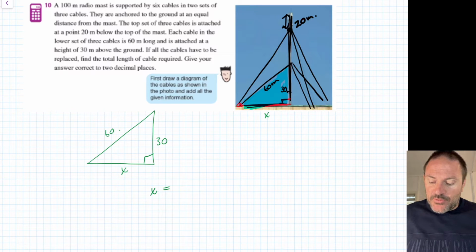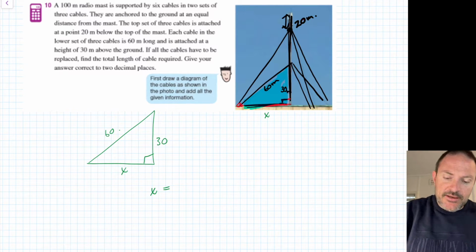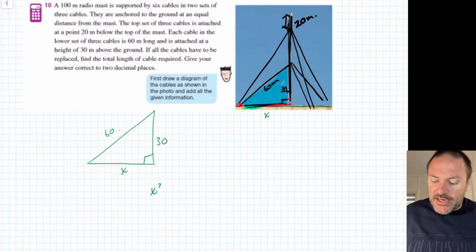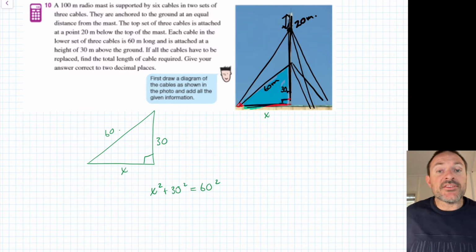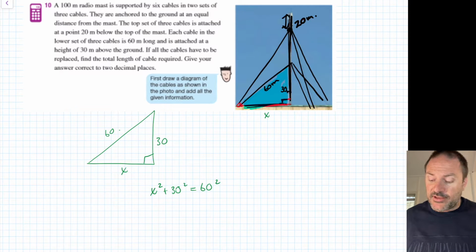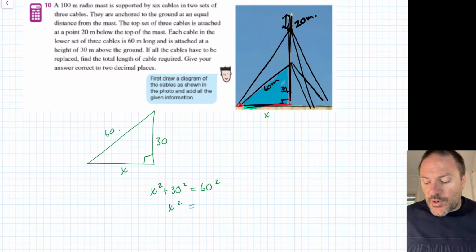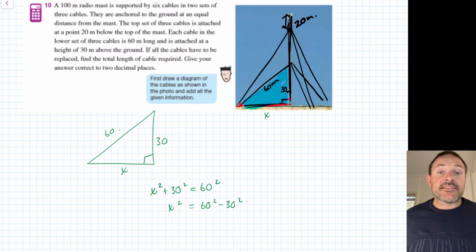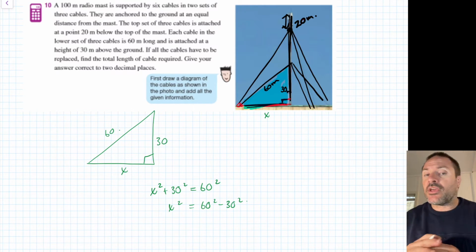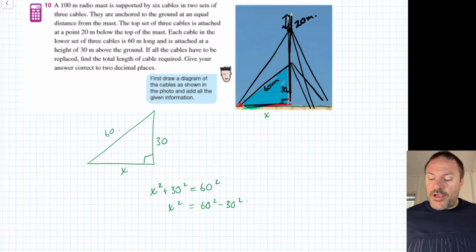So instead of saying X equals, we're going to say X squared plus 30 squared is equal to 60 squared. So again, I'm just applying it to Pythagoras' theorem. I'm now saying x squared equals 60 squared minus 30 squared. Once again, if you want to do that as your first piece of working, most welcome to. I'm now going to type in my calculator.